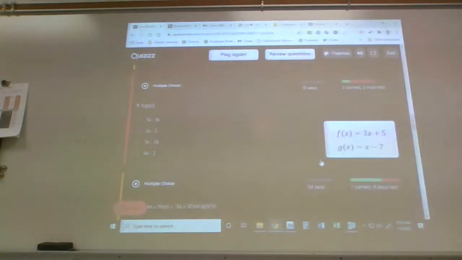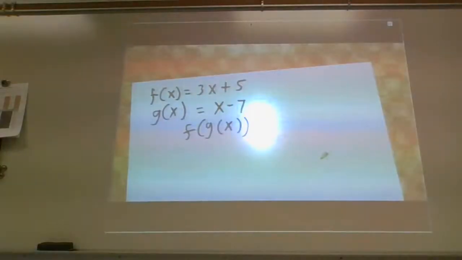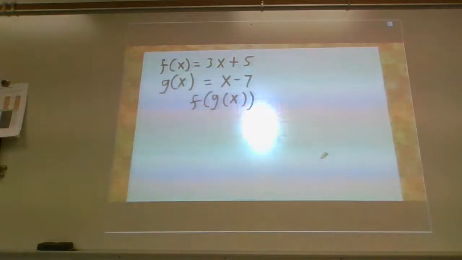Yep, there's another one right there. So let me write this one down, and then I can flip my screen over. The problem gave you f of x equals 3x plus 5, and g of x equals x minus 7. That's the problem right there. They give you a new f of x, they give you a new g of x, and they expect you to perform the correct composition.